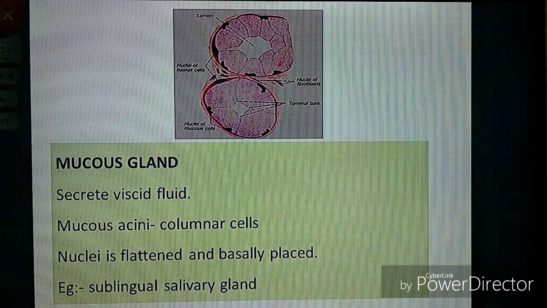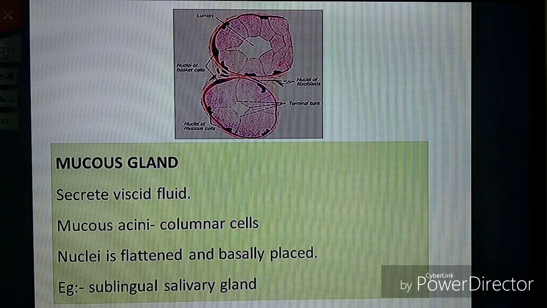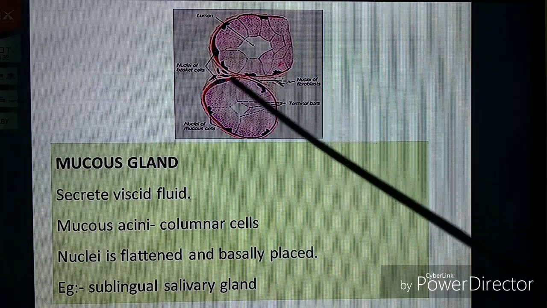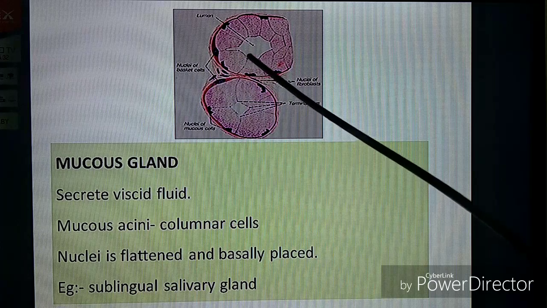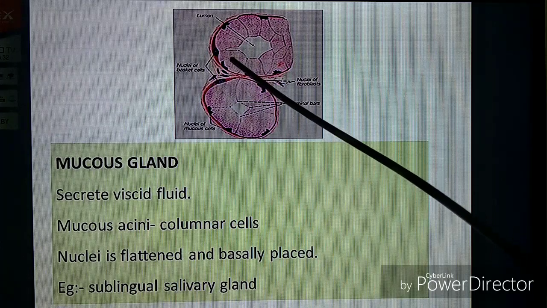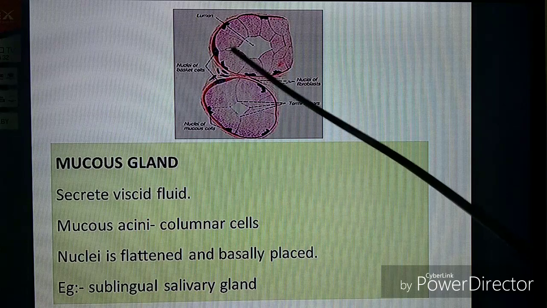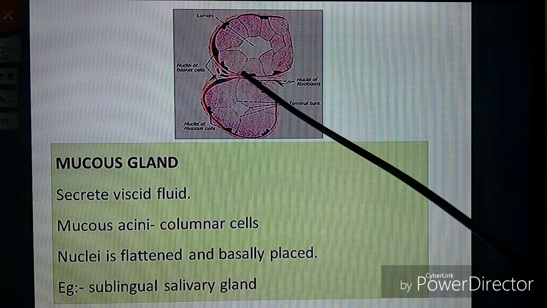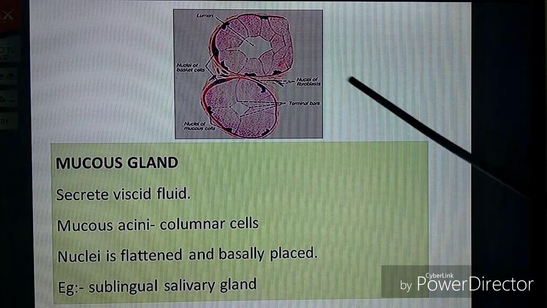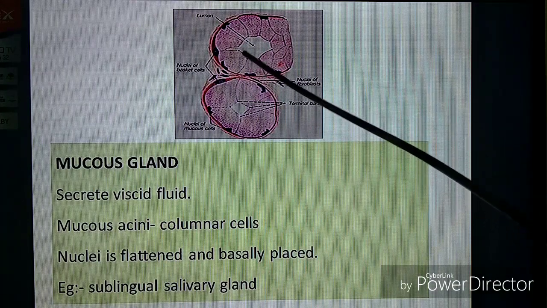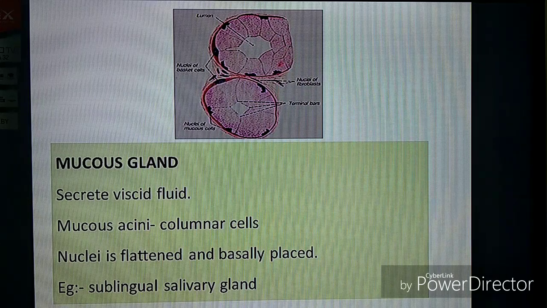Next one, the mucus gland. Mucus glands are made up of mucus acini, and these acini secrete a fluid which is mucus in nature, a very thick and viscid secretion. Here also we can see pyramidal or tall cells, but the cytoplasm will be very clear, and the nucleus will be placed at the base, a flattened nucleus. These nuclei are pushed towards the base because the entire cytoplasm is filled with the mucus secretions.